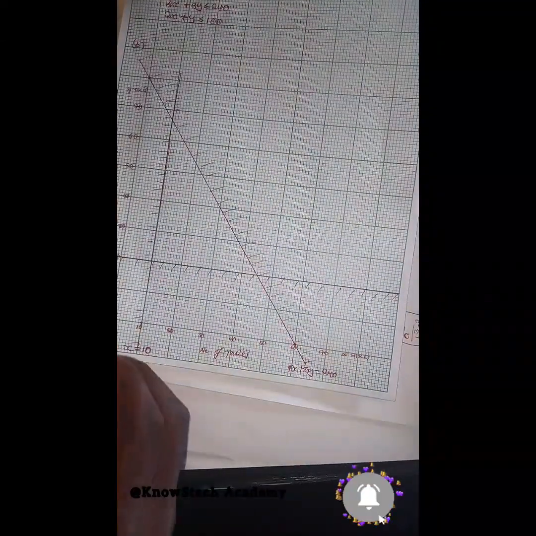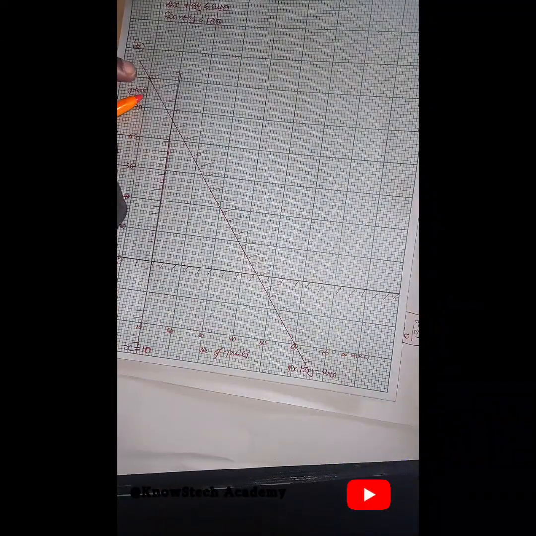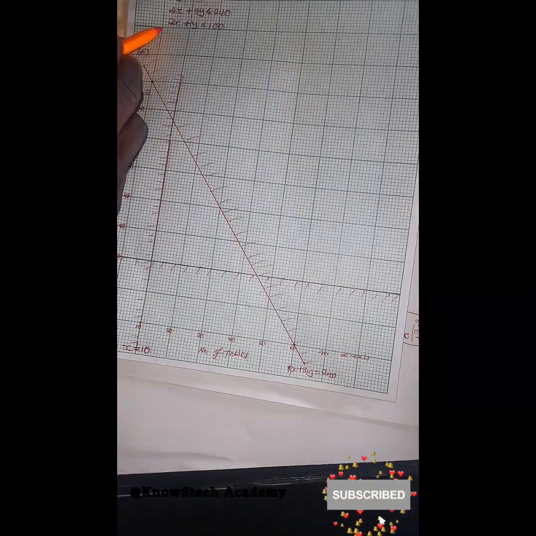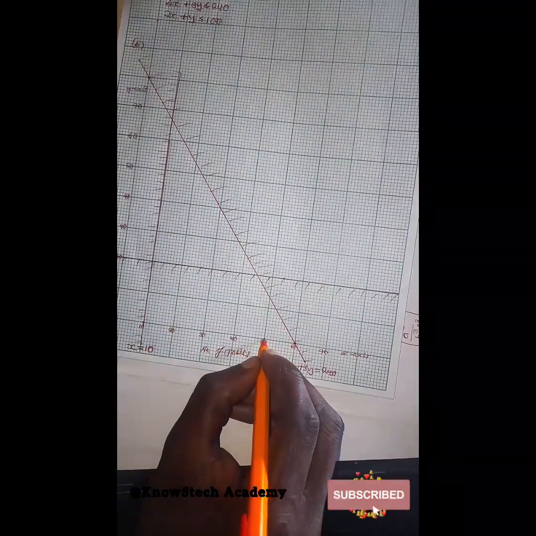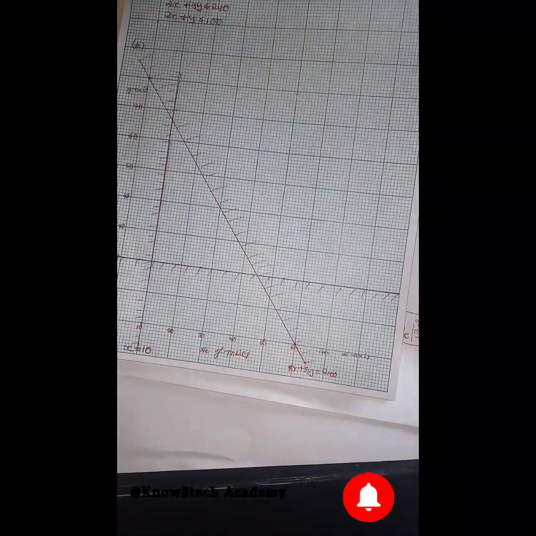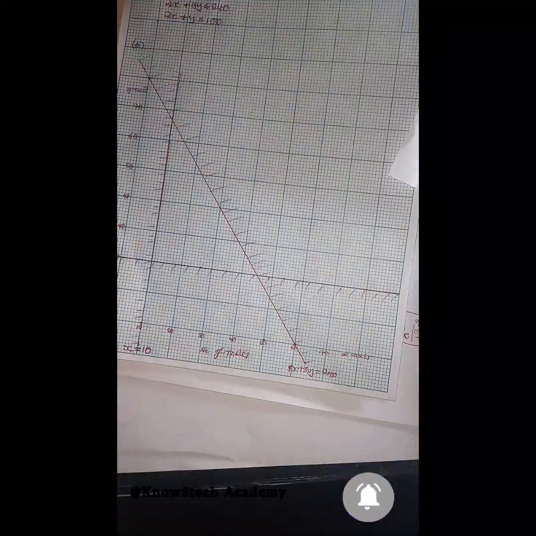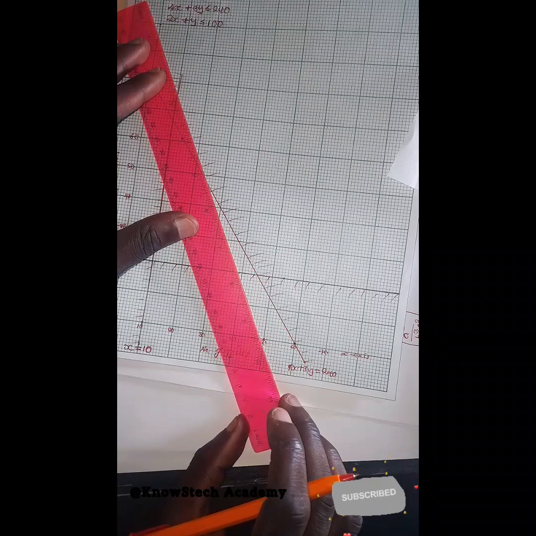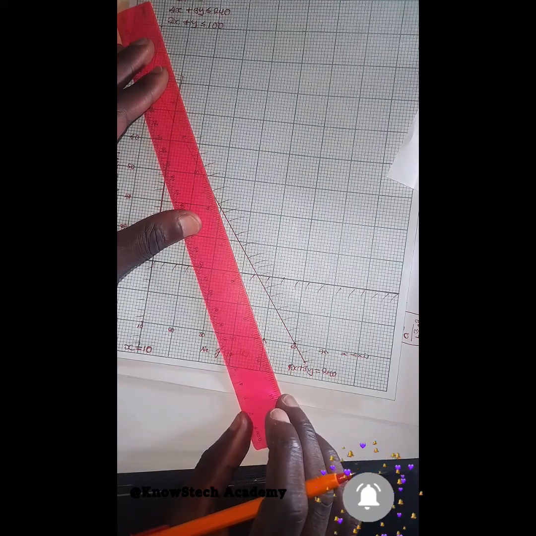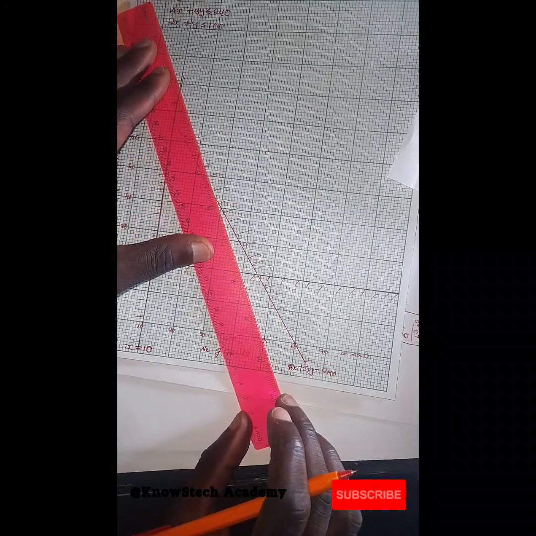Okay? So 0, 100, since this is 80, 90, 100, somewhere here. All right. Then the other one is 50, 0. 50, 0 is here. Okay? So let's just draw a line, like this. So this is the line.